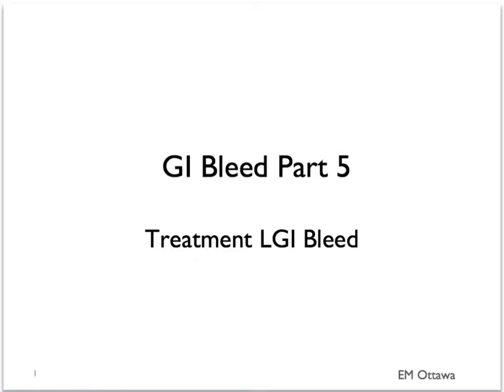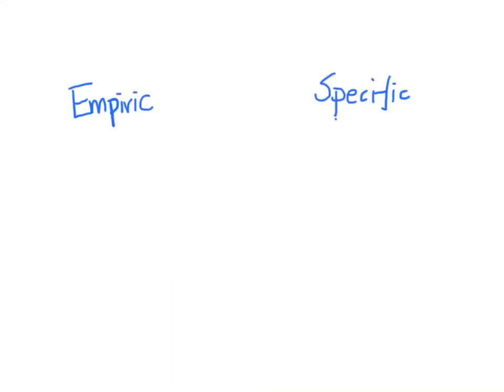Welcome back to GI bleed part 5. In this part, we'll discuss the treatment for lower GI bleed. Similar to the treatment for upper GI bleed, there is empiric treatment and specific treatment once we have an idea of the cause of the bleed.